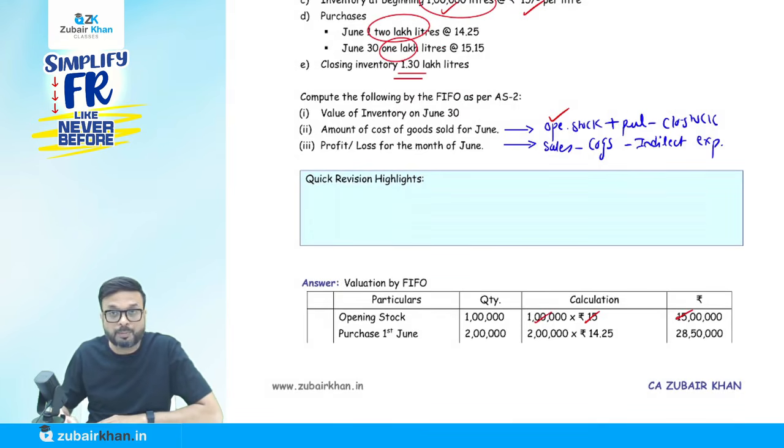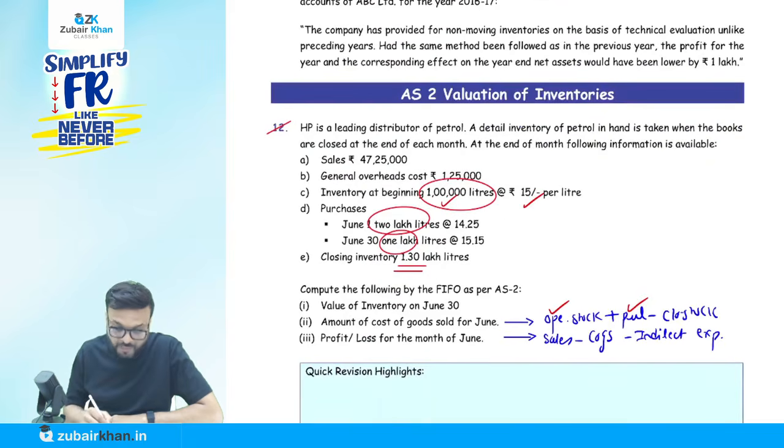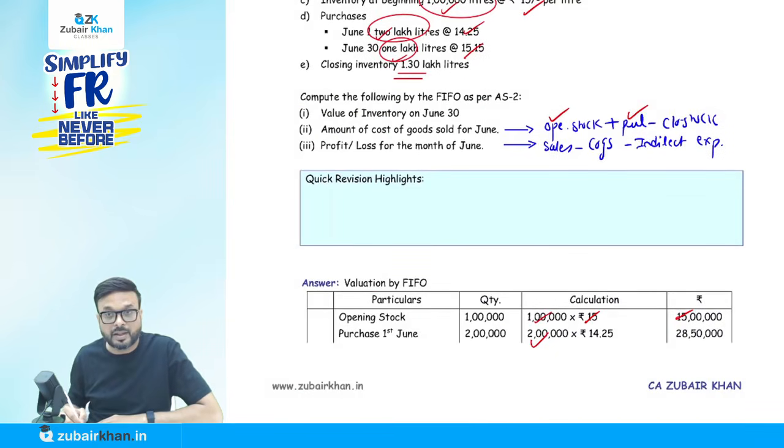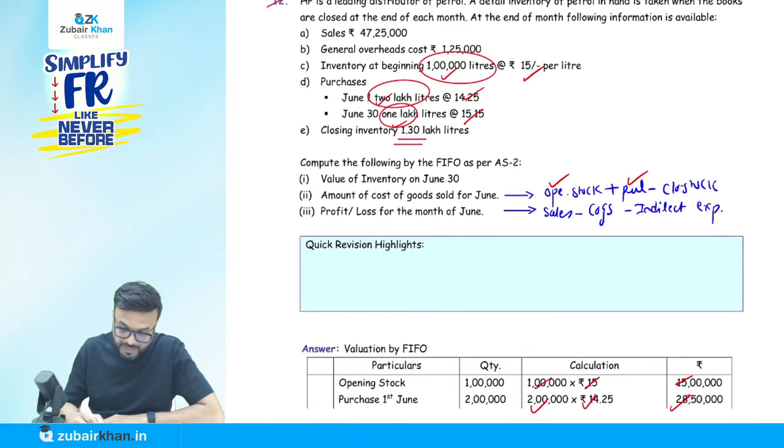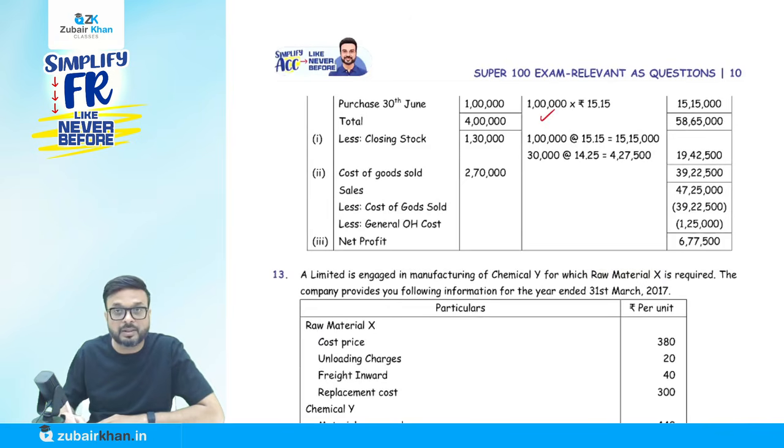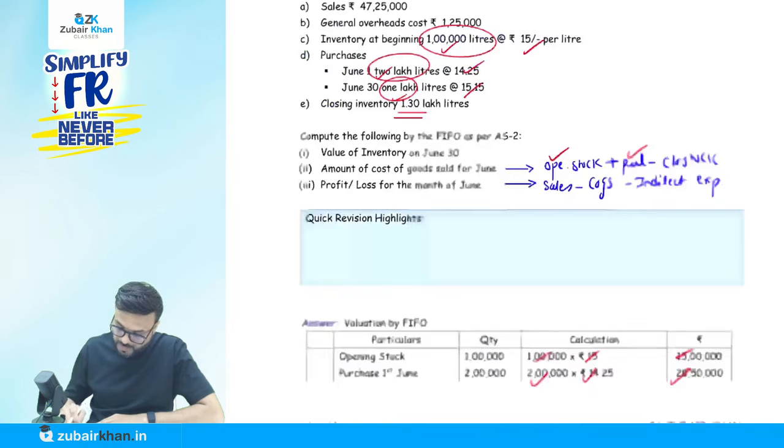Then I will do the purchases. So purchases, how much do we have? 2 lakh liters at 14.25, 1 lakh liter at 15.15. So 2 lakh multiplied by 14.25 will come to 28 lakh 50,000. And here 1 lakh liter multiplied by 15.15, this much amount will come. Then the total. Now, what do I have to deduct?